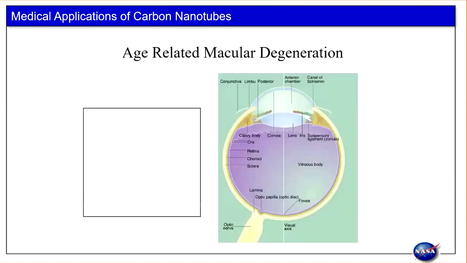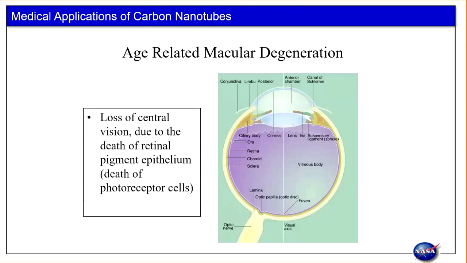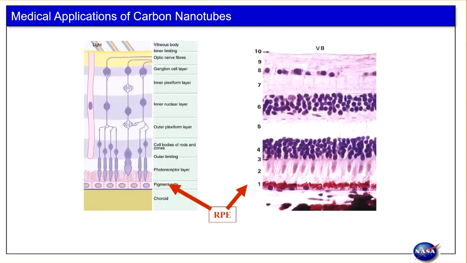So macular degeneration, it's often called age-related macular degeneration, is actually one of the most common forms of blindness in the world. Next slide, please. And it's a disease that's characterized by loss of central vision due to death of the retinal pigment epithelium, or death of the photoreceptor cells in the retina. Next slide, please.